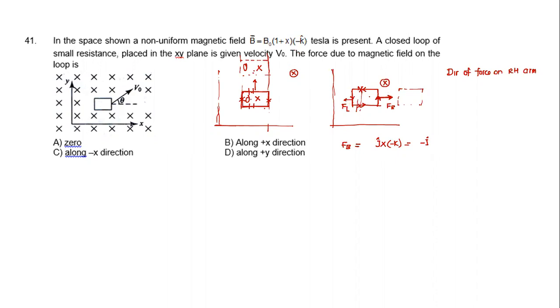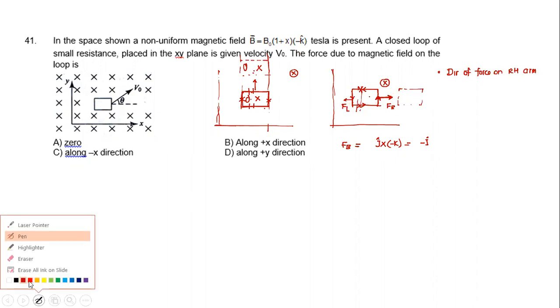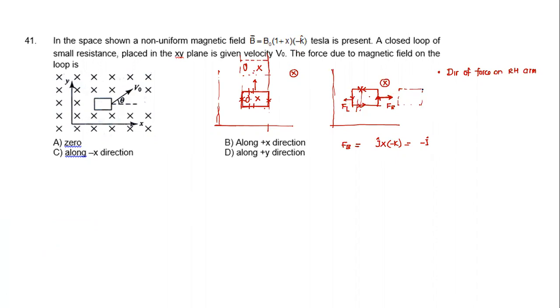So this force, though I have drawn here, what I find here is that actually the force is acting in the leftward direction. So if I draw the loop again, what I understand here is the force will be like this. On this arm, right arm, force will act in this direction. And force on the other arm will act in the rightward direction, but that's smaller. This is the direction of force acting on the loop, which is along negative x direction.